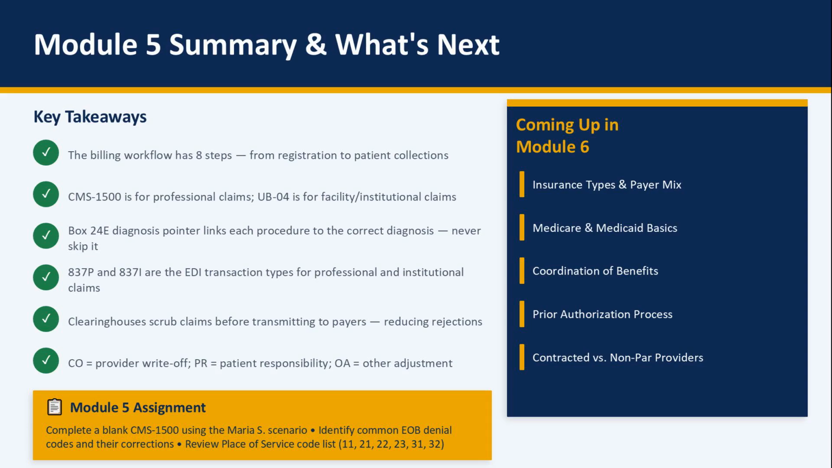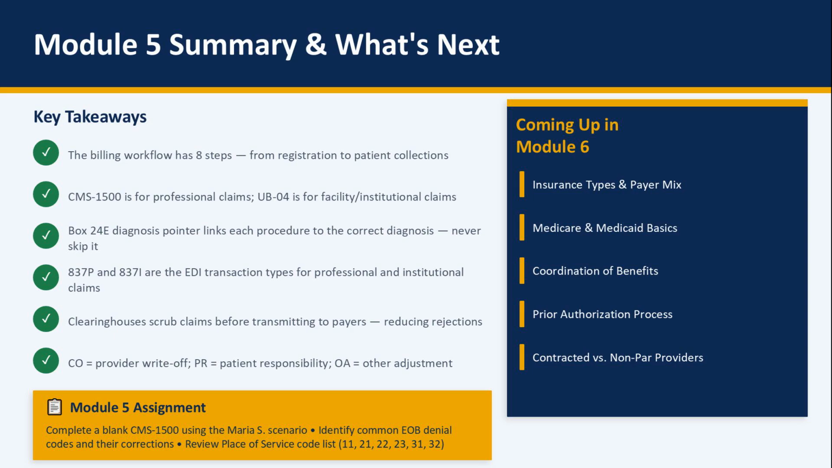5. Clearinghouses are your first line of defense against rejections. They catch errors before the claim reaches the payer. Working with a good clearinghouse and addressing their error reports promptly keeps your clean claim rate high. 6. On the EOB, CO adjustments are write-offs. The provider absorbs them per the contract. PR adjustments are the patient's responsibility. They can be billed. This distinction is critical for knowing when you can balance bill a patient and when you cannot.